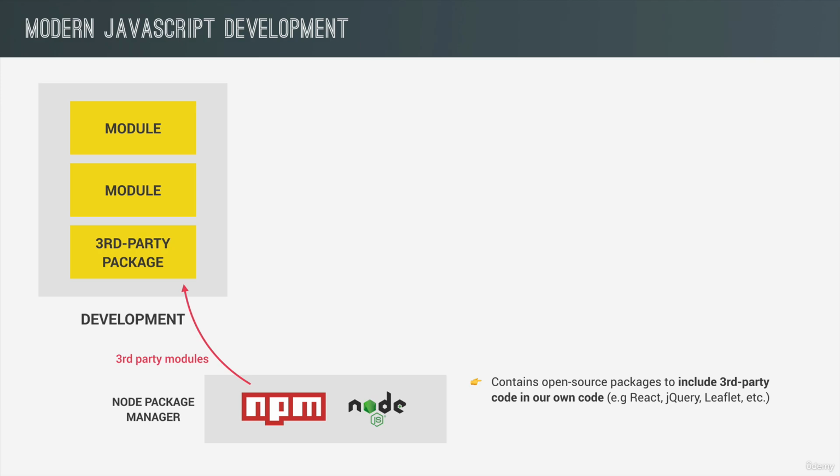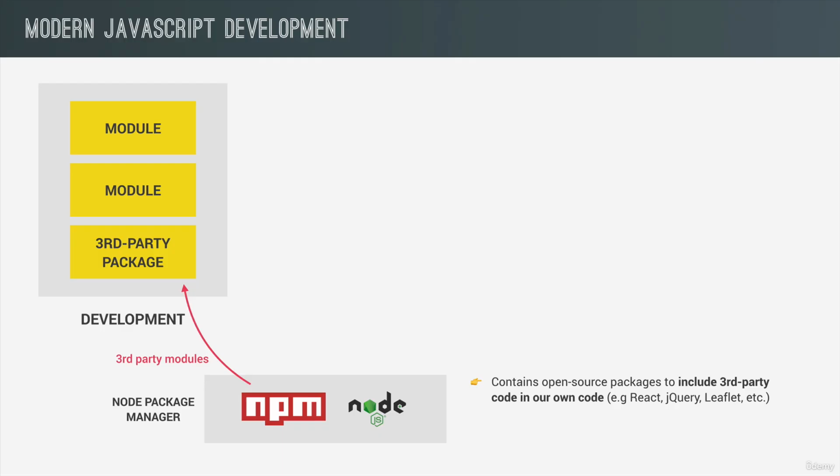For example, the popular React framework, or jQuery, or even the Leaflet library that we used before in our Mapty project. All these packages are available through NPM. Now, NPM stands for Node Package Manager because it was originally developed together with Node.js and for Node.js. However, NPM has established itself as the go-to repository for all kinds of packages in modern JavaScript development.